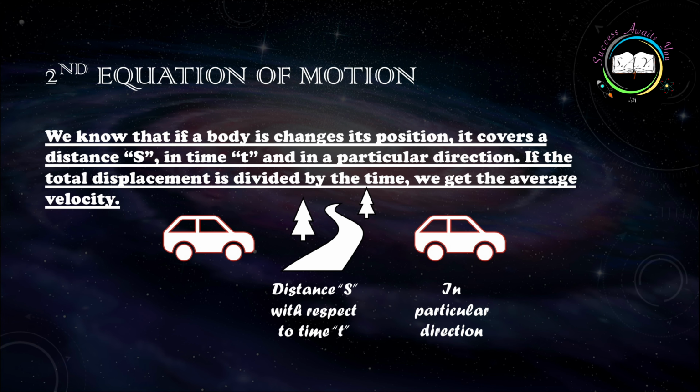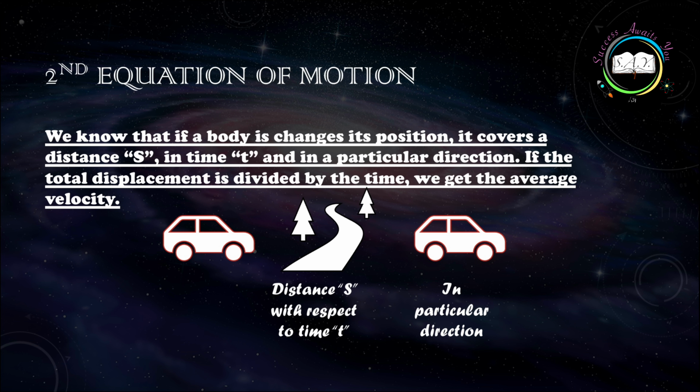For the second equation of motion, consider a body which is moving and changes its position and covers a distance, s, in time, t, in a particular direction. Also, if the total displacement, s, is divided by the time t, we get the average velocity. v equals s upon t. We will send the dividing t from the right side to the left. The equation becomes s equals vt. Suppose it's our equation 1.